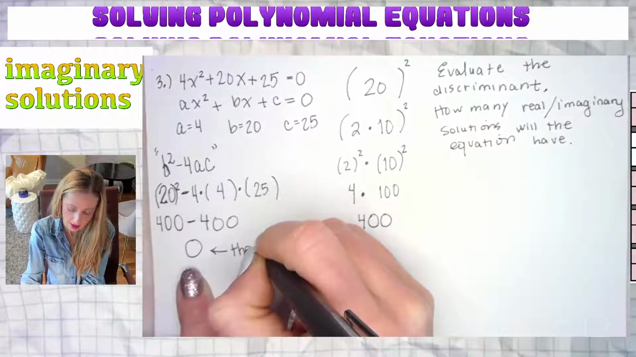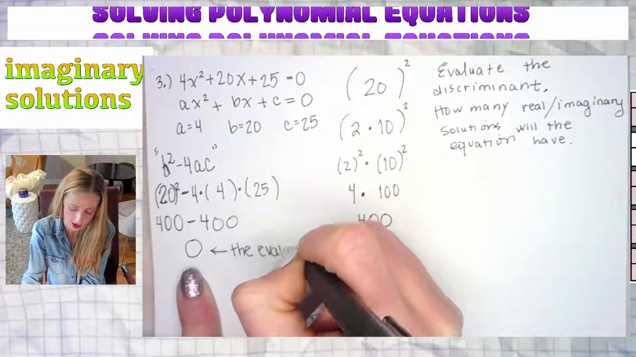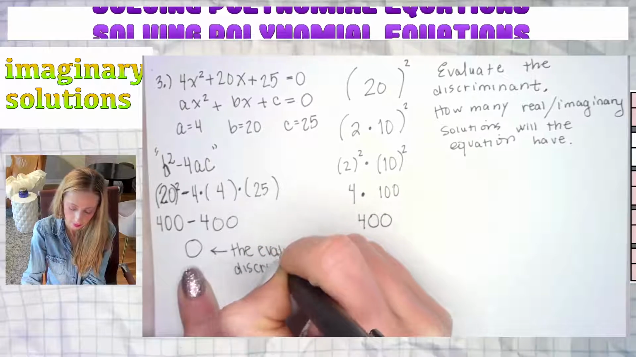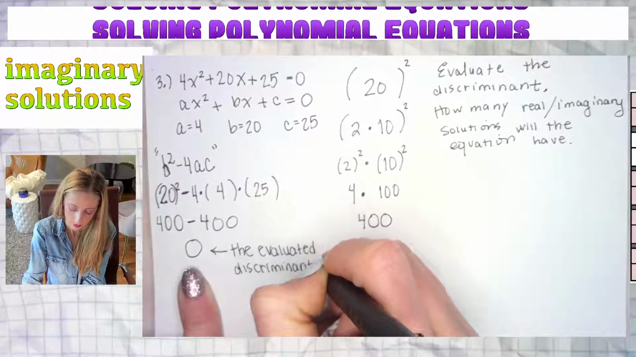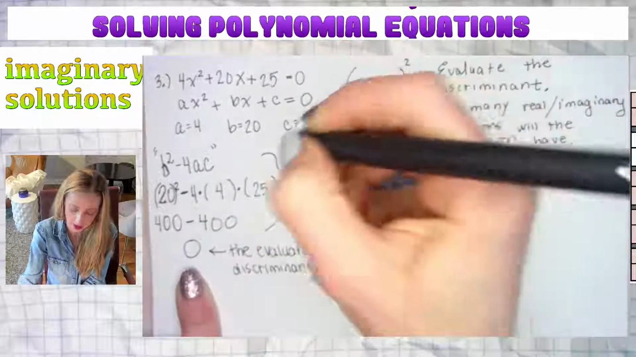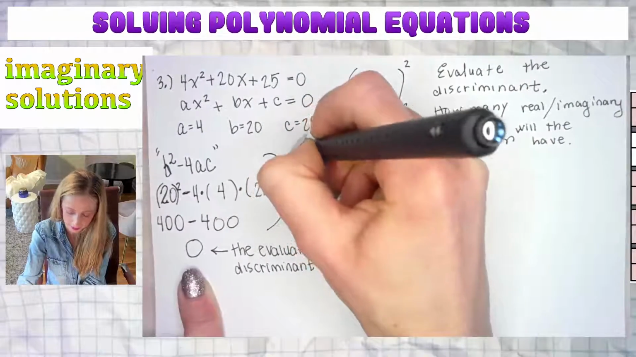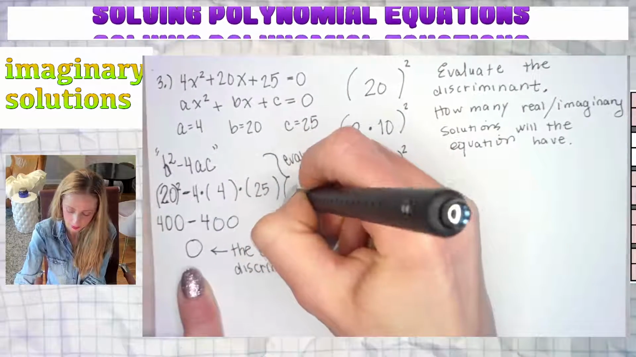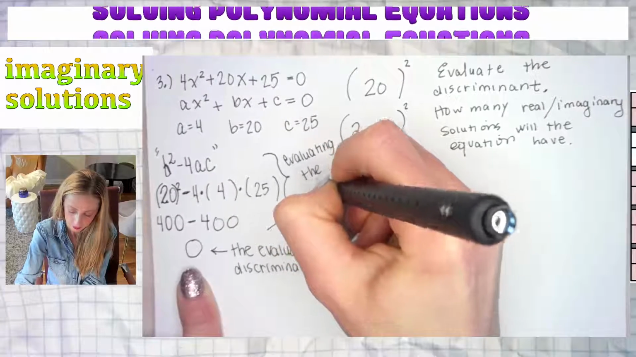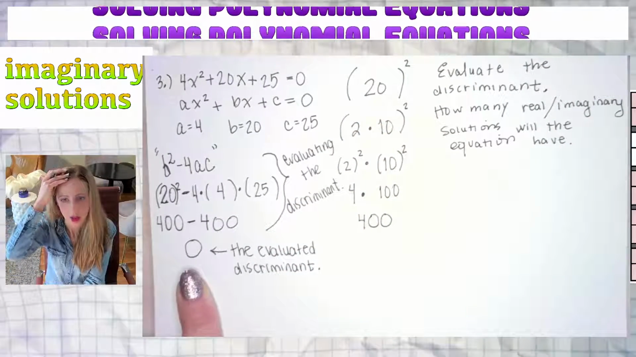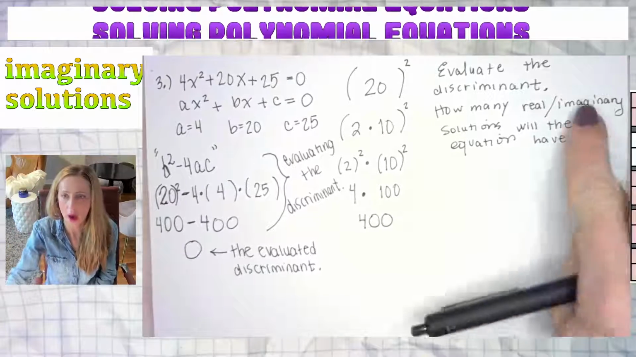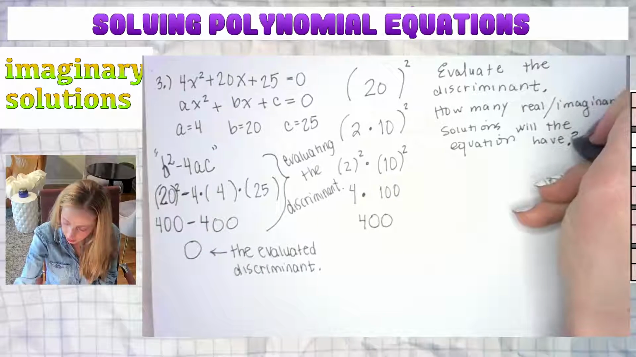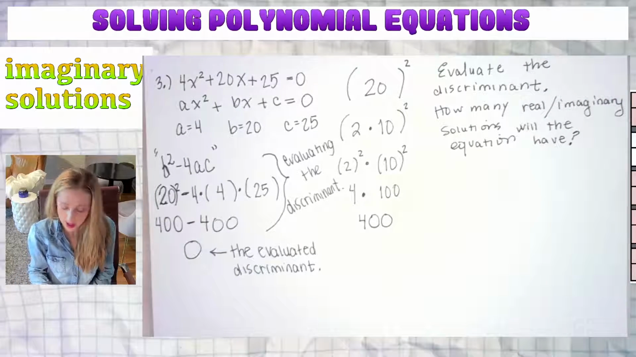That is the evaluated discriminant, past tense, because we just did it. This is us doing that process, evaluating the discriminant. That's the evaluated discriminant. Now, how many real or imaginary solutions will the equation have? Obviously, that should have had a question mark. There we go. So can anyone tell me what that means?